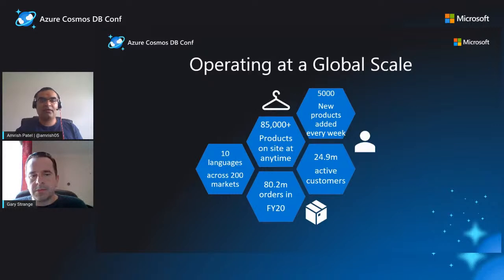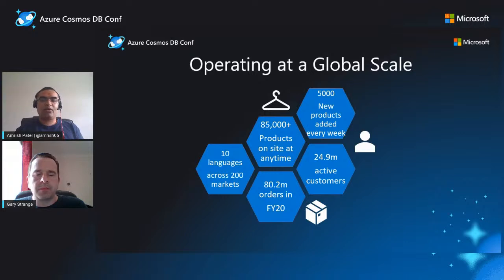So let's take a look at some numbers just to understand what that really means and how we use Cosmos and the rest of the Azure ecosystem to help us achieve that global scale. We offer our app and web experience in 10 languages across 200 markets. We have over 85,000 products on the site at any time. 5,000 new products added every week, and we have an active customer base of 24.9 million customers. In the financial year just gone, we actually processed 80.2 million orders.